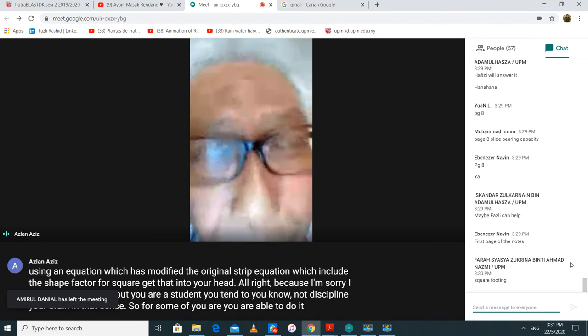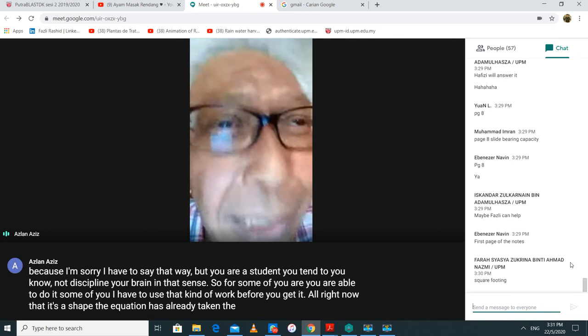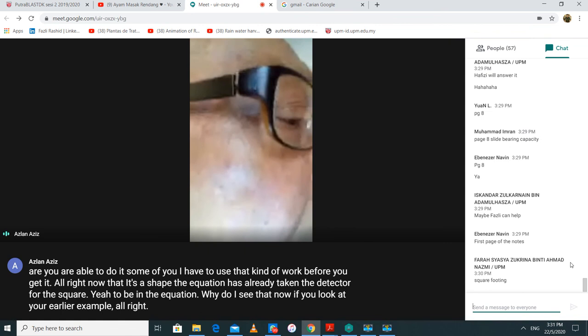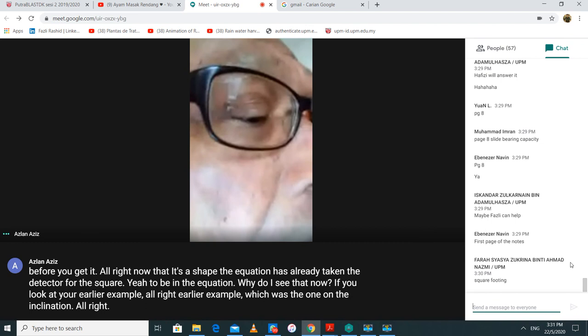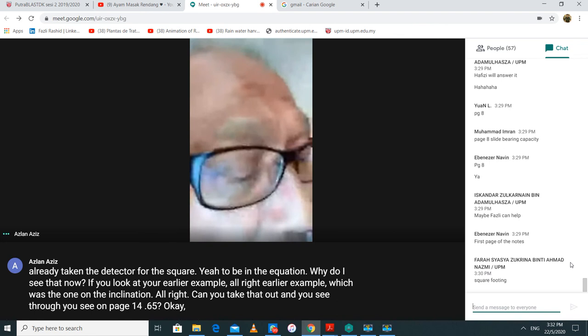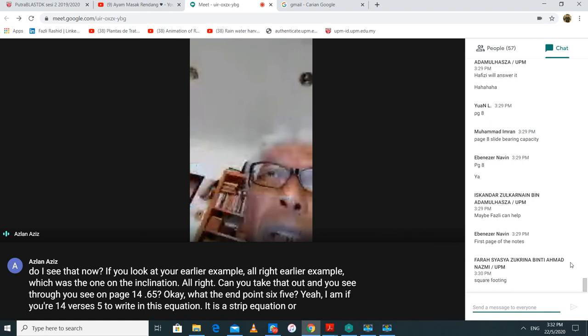All right, now, that's a shape. The equation has already taken the factor for the square to be in the equation. Why do I say that? Now, if you look at your earlier example, the one on the inclination, can you take that out and see on page 14.65. In this equation, is this a strict equation or has any modification been made?